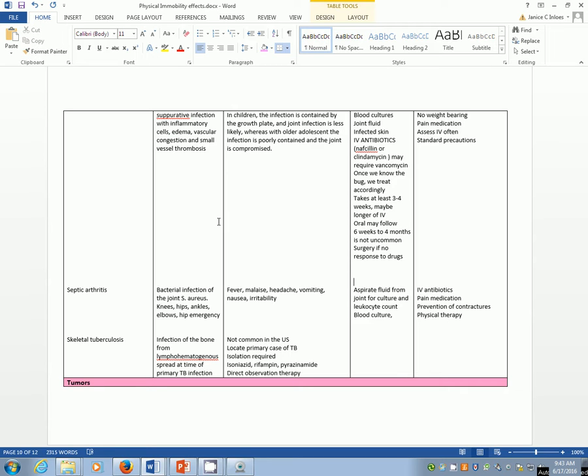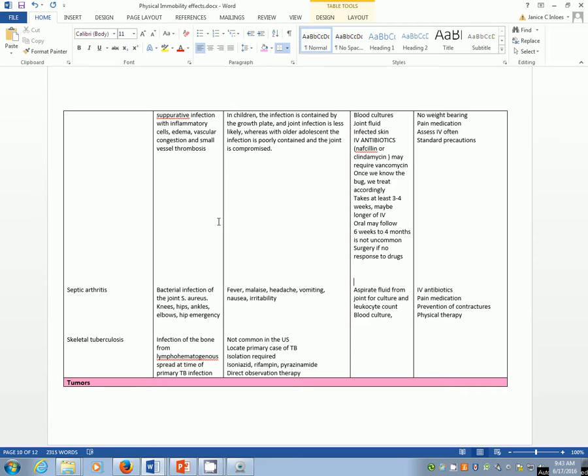Then it's an emergency. It is a big emergency if we have it in the hip. So we want to be sure that we are getting treatment as soon as possible. You will see fever, malaise, headache, vomiting, nausea, irritability.